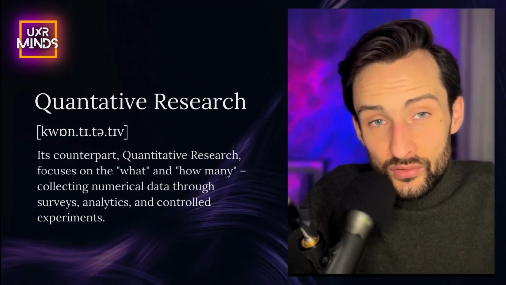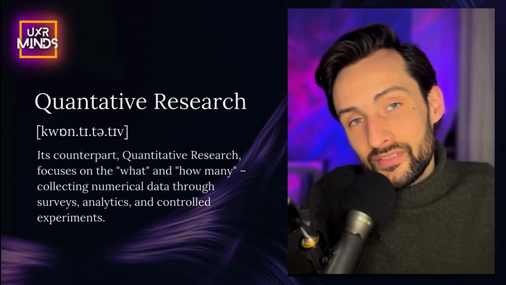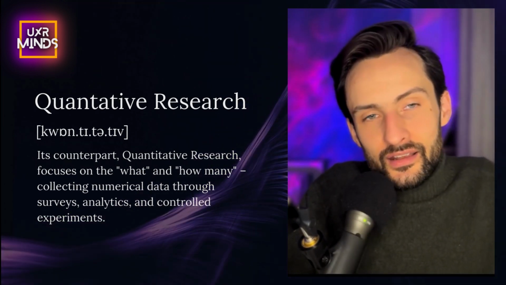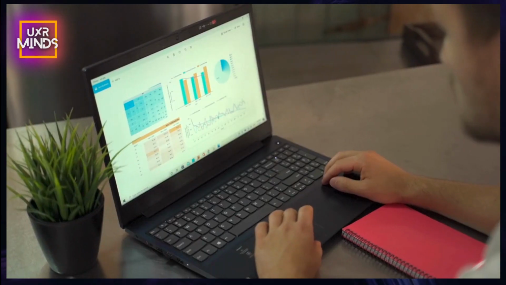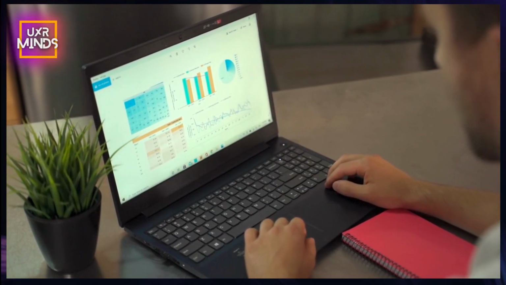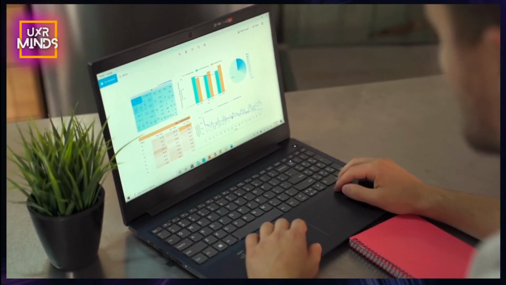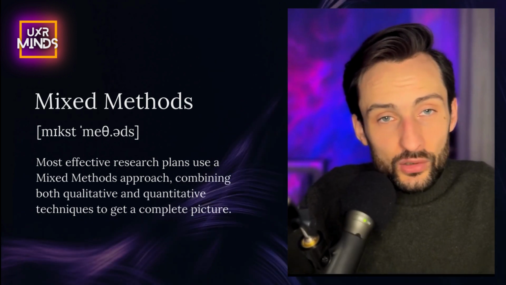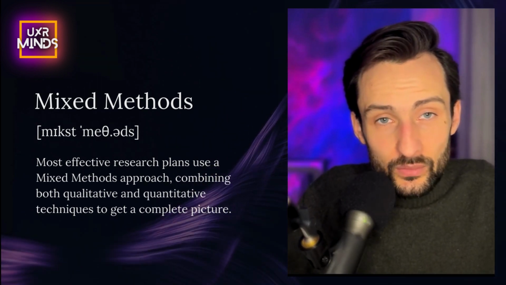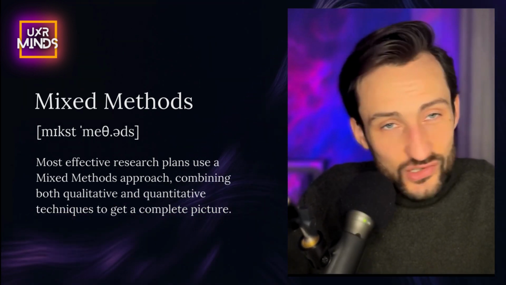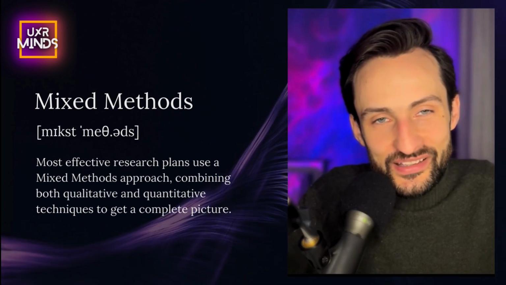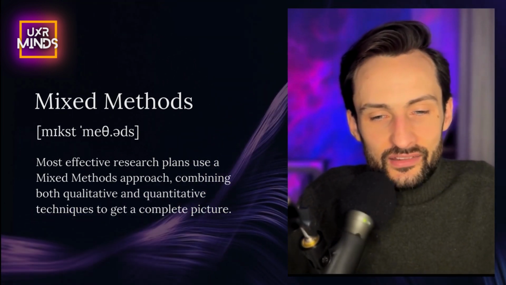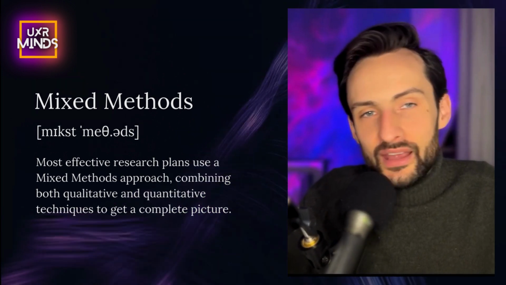So as mentioned before, qualitative focuses on the why and also non-numerical data. Instead, its counterpart, quantitative data, focuses on how many, so collecting numerical data through surveys, analytics, and controlled experiments. Now, finally, we have something called mixed methods. What do you think that is? Well, it's joining our two friends together, qualitative and quantitative research. It's an approach combining both these techniques to get a complete picture.